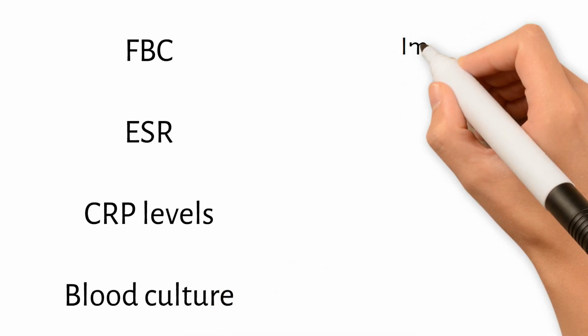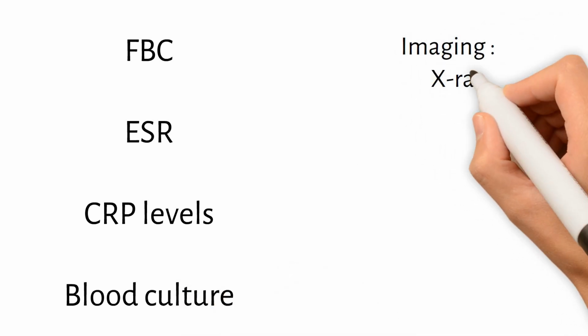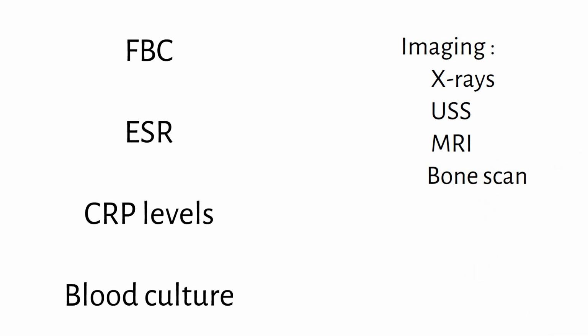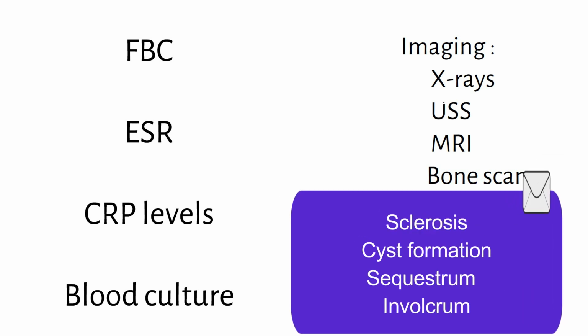For radiological investigations, you can do X-rays, ultrasounds, MRI, and bone scan. X-ray of the bone is not really useful until 10 to 14 days in acute osteomyelitis, but we can use this as a baseline investigation. In chronic osteomyelitis, you can find sclerosis, cyst formation, sequestrum, and involucrum on an X-ray.